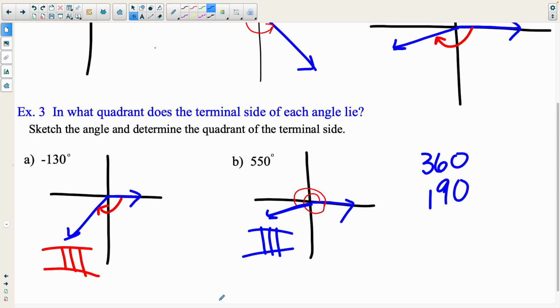That one randomly was 3 again. So it's where like the... Yeah, the terminal side.